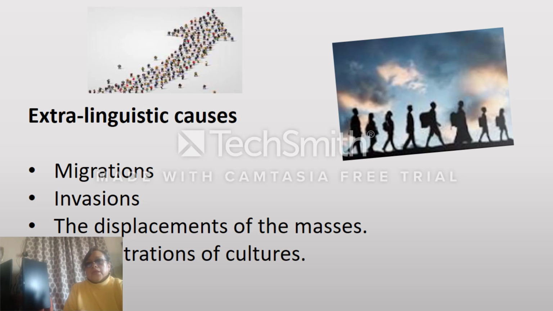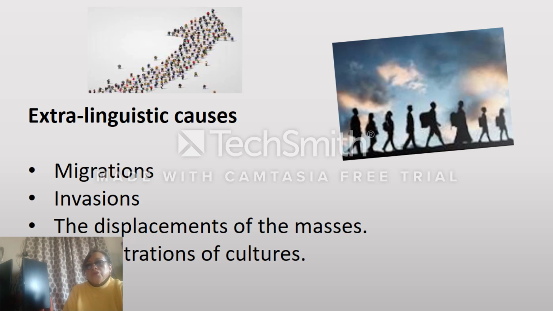We have extra-linguistic causes. This is given through migrations or invasions, the displacements of the masses, be it peaceful or violent. They have been constant in the history of humanity, the wars. So we can say that in this way, languages have been taken from a place of origin to new areas. When some country wins the war, they take culture, language, everything to the new place.